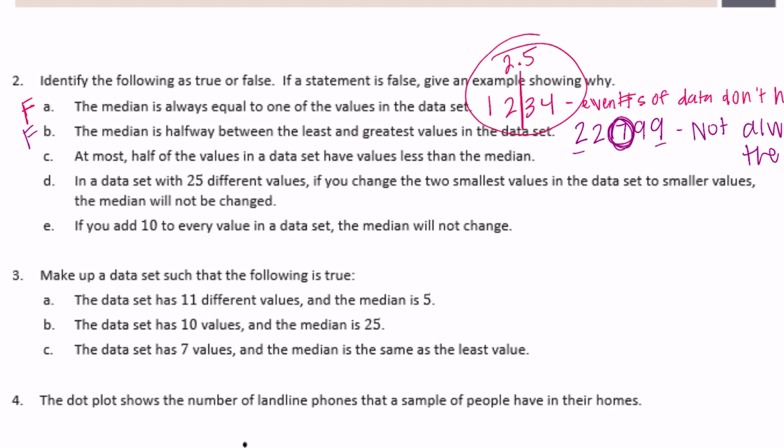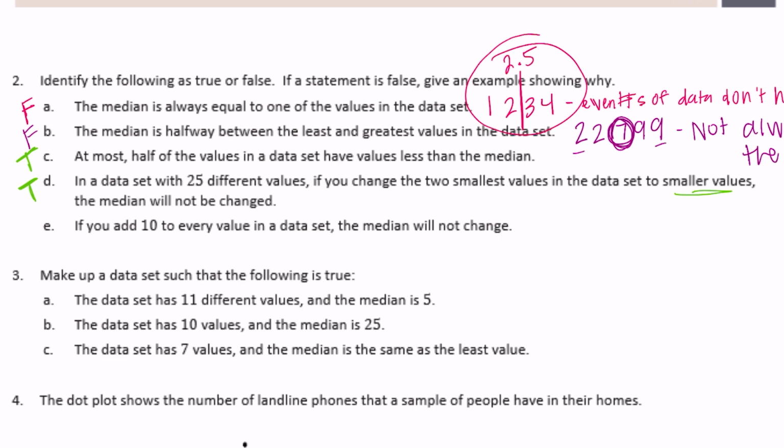C, at most, half of the values in the data set have values less than the median. So that is true. Because the median, you're finding the halfway point, and so half the values have less, half the values have more. D, in a data set with 25 different values, if you change the 2 smallest values in the data set to smaller values, the median will not be changed. So that also is true, because we're only looking at the median. So the first numbers aren't going to matter. It would change the mean, but it's not going to change the median.